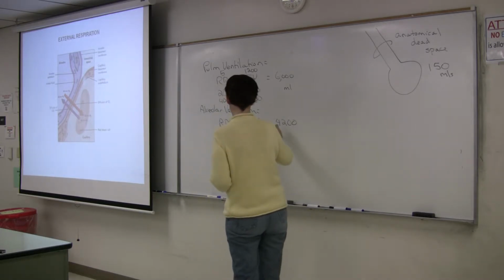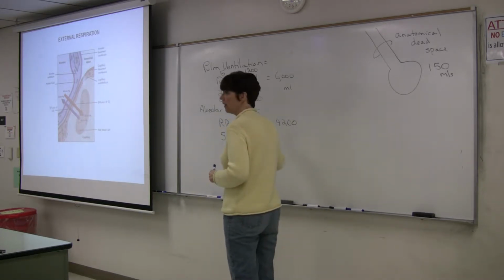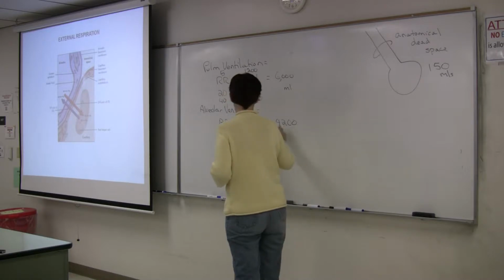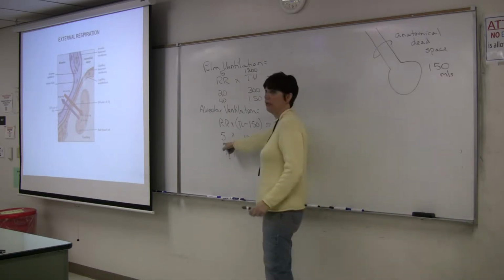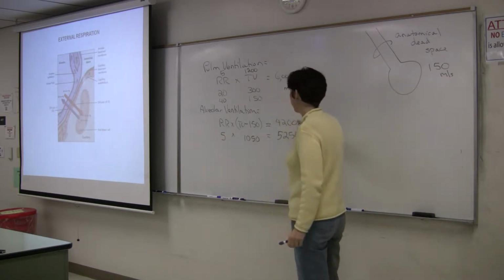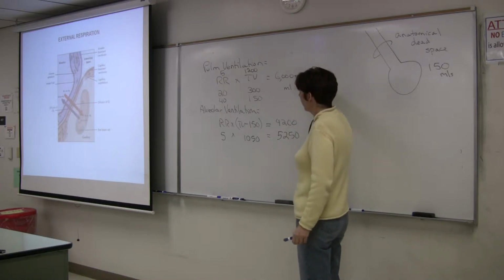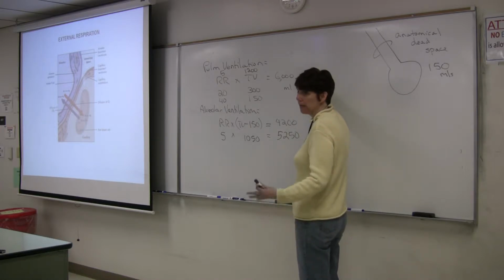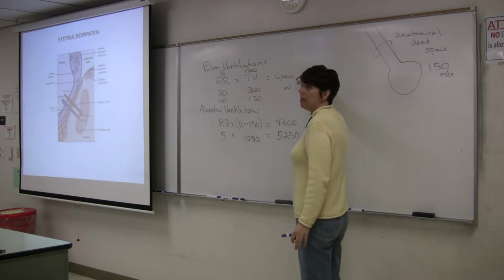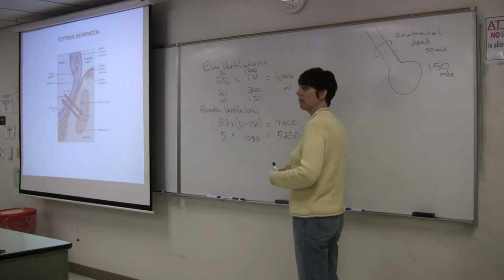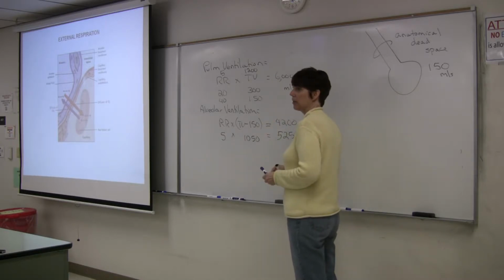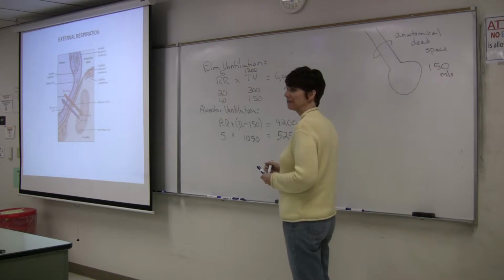So I think it's 5,250, am I right on the table? Yes. So even though we have fewer breaths, we actually have a greater alveolar ventilation than with our average normal breathing rate and normal tidal volume. You're going to actually have a greater proportion of each breath flushing into the alveoli. Okay.